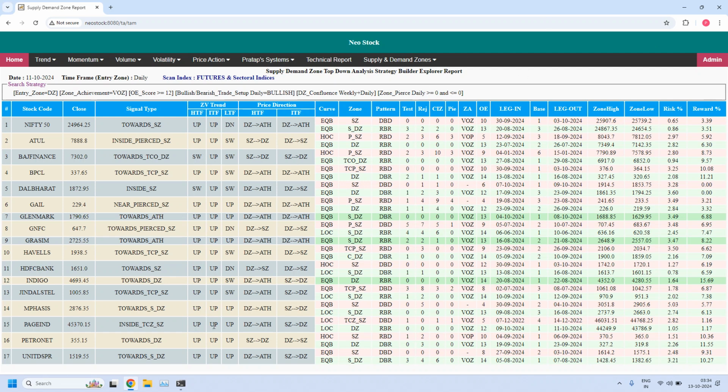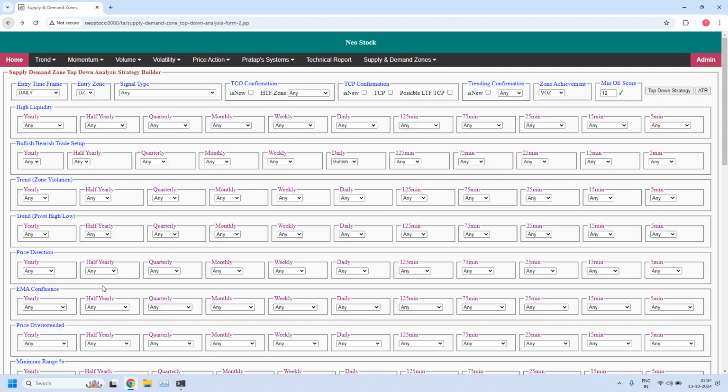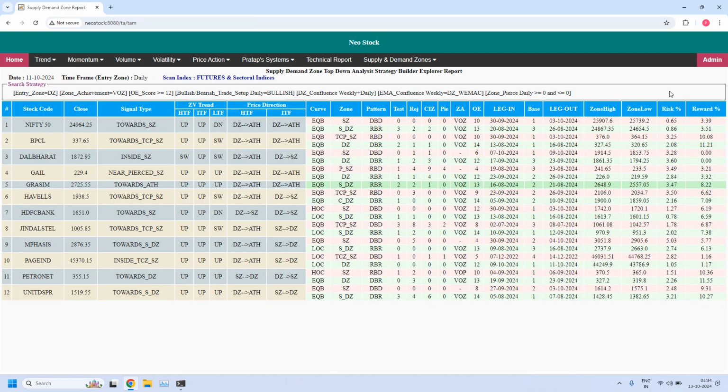ITF trend is the weekly trend. If any of these stocks have EMA confluence, weekly EMA confluence, it is a high probability setup. Why weekly EMA confluence? Because the daily zone is part of the weekly zone. That's why we are looking for weekly EMA confluence for the weekly zone. So I am going back to the EMA confluence parameter. In the weekly time frame, I am looking for a weekly demand zone having weekly EMA confluence. So I enabled the filter. Let's verify. Now the list has come down to 12.